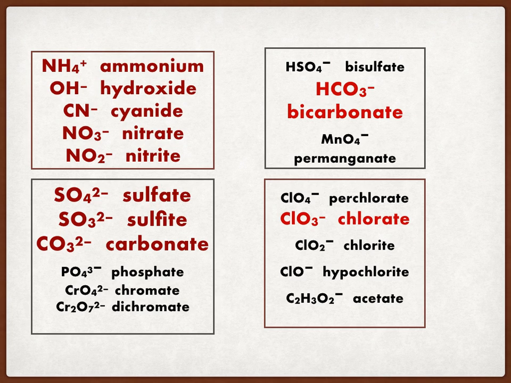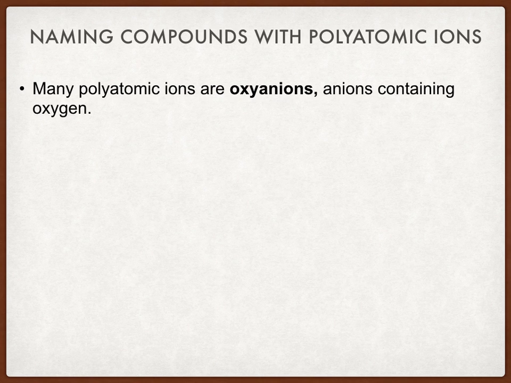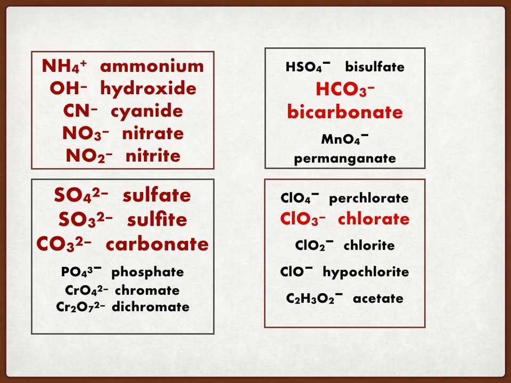We will talk about that in just a second, but let's first talk about how to name the polyatomics. Many polyatomic ions are oxyanions, which means they're an anion containing oxygen. And you can see this, basically all of these have oxygen, right? The only thing that doesn't is cyanide, and I'm not seeing anything else. They basically all have oxygen except for cyanide.